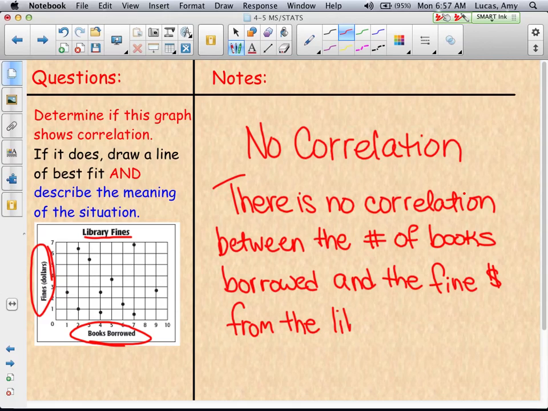Because if you're familiar with books at the library, it's not the number of books, it would be which books you're talking about, because there are some books that are really expensive and there are some books that are very cheap. So it's not about how many, it's about which books they are that you have if you're going to be fined for them.